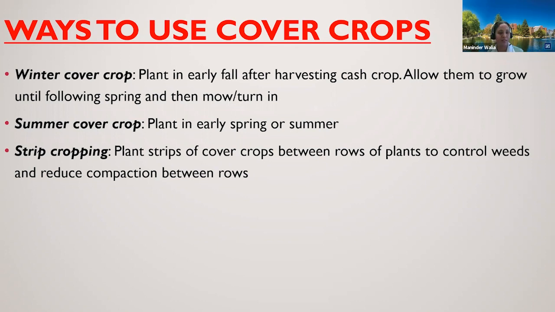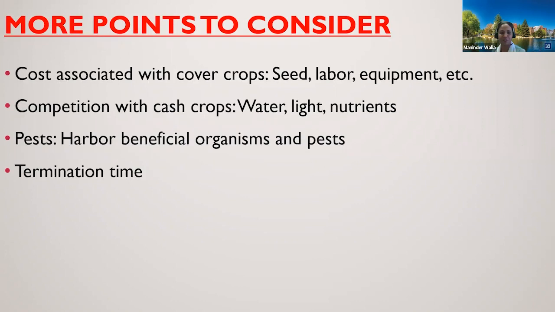Remember, having the maximum biomass helps with weed suppression, but you mow or turn in right at flowering, to prevent them from setting seed. Or you can have them as a summer crop, planted in the early spring or early summer when the ground is bare. You can also use them for strip cropping, where you plant the cover crops between the rows of the main crop. This will help reduce the weeds and also reduce the compaction between the rows. So cover crops not only provide one benefit, there are multiple benefits coming along with it.